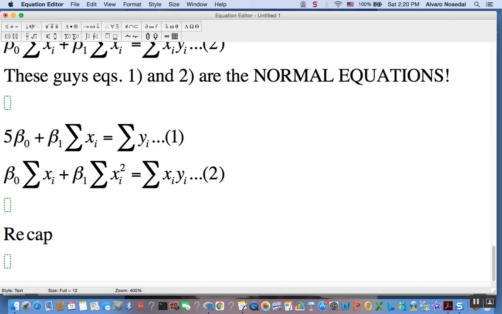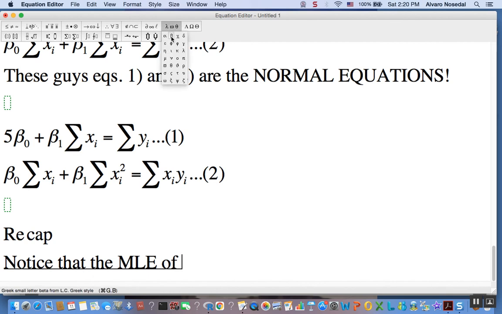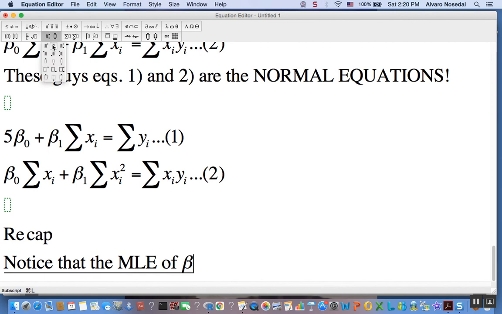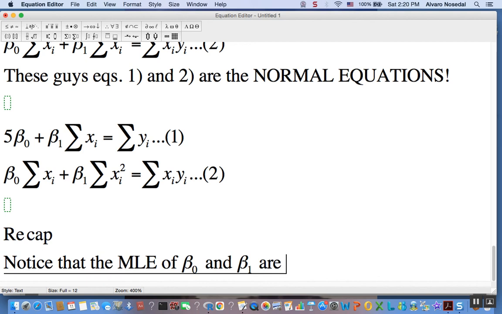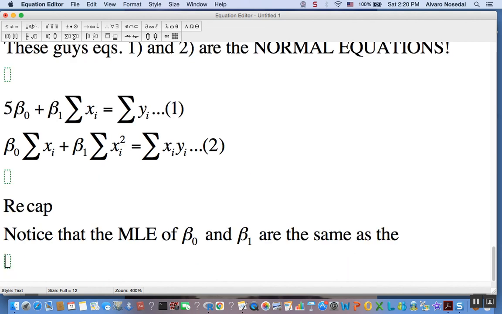So let me just write that down. Notice that the maximum likelihood estimates of beta 0 and beta 1 are the same as the least squares estimates.